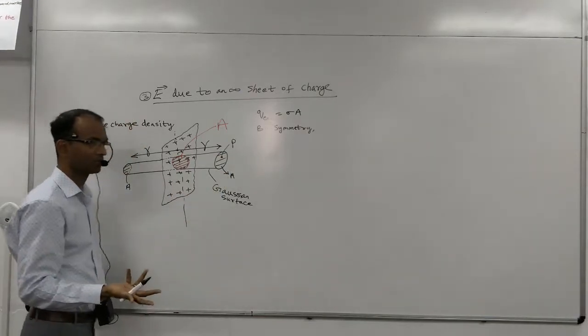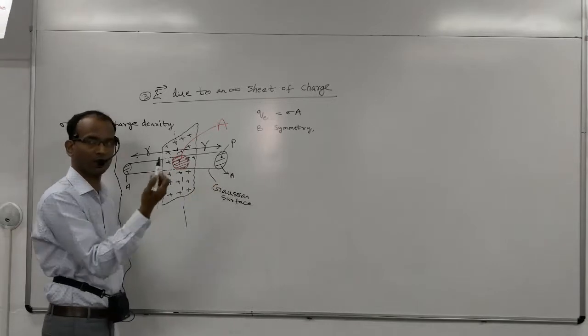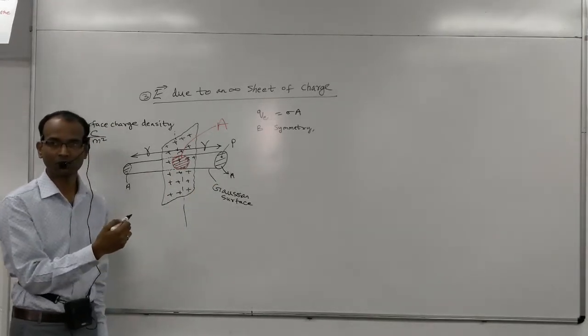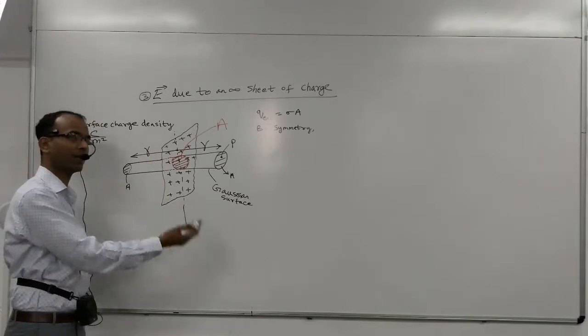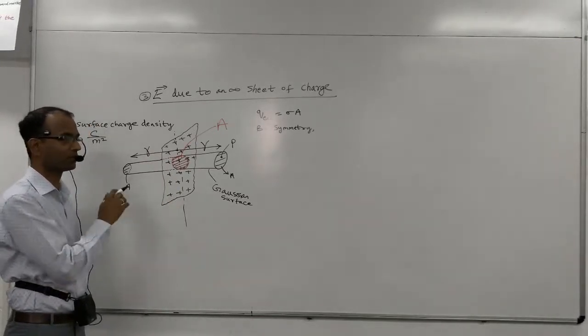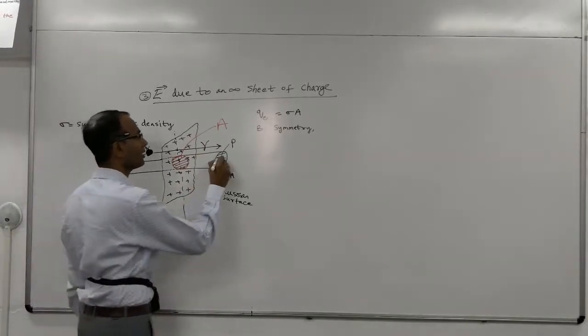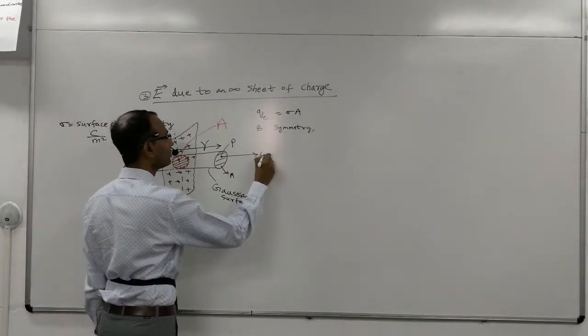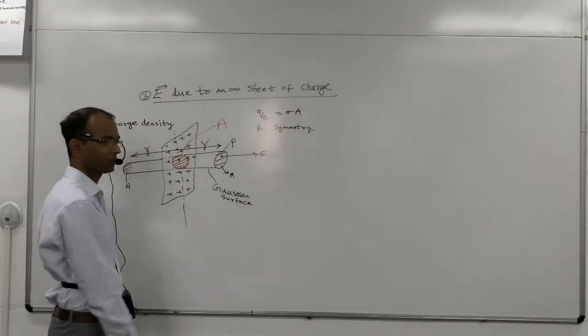Away from the sheet? Because it's an infinite sheet, it cannot have any vertical components left over. They will cancel out because there will be equal charge above as well as below, left as well as right. So the only way left is the component which is perpendicular to the sheet. So electric field would be in this direction. Any point P I take, electric field will be away from the sheet.